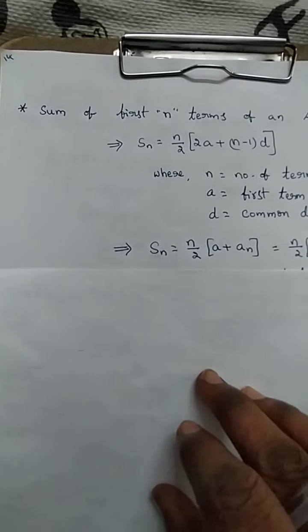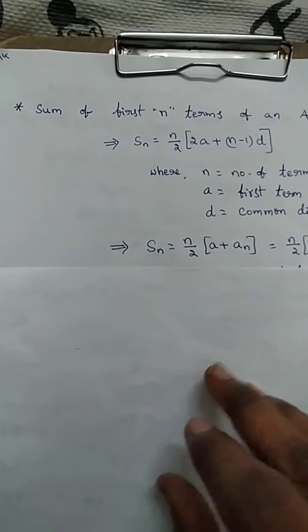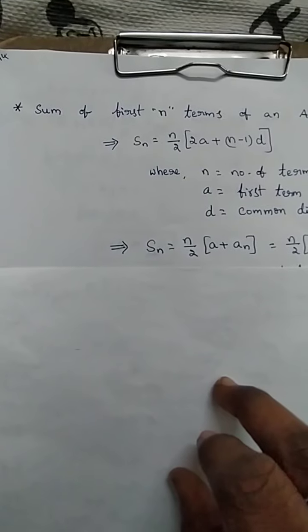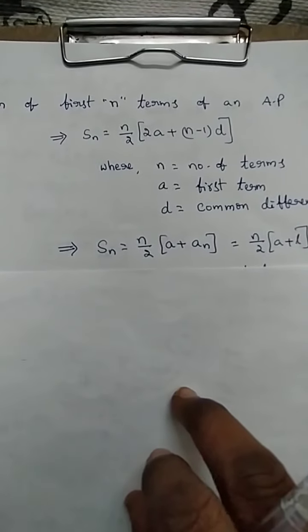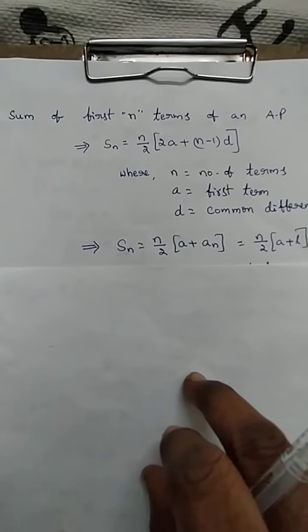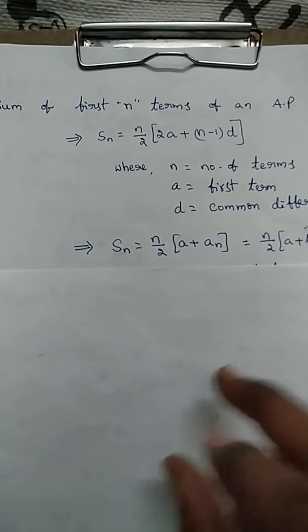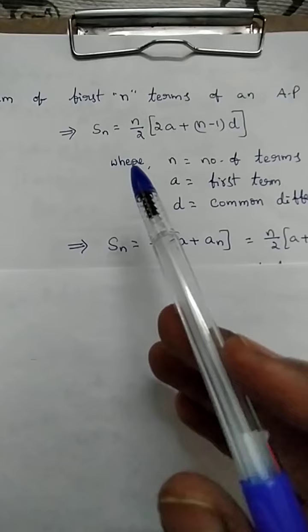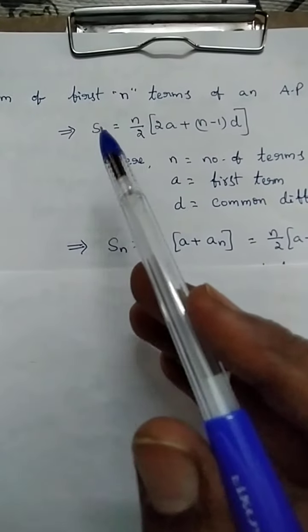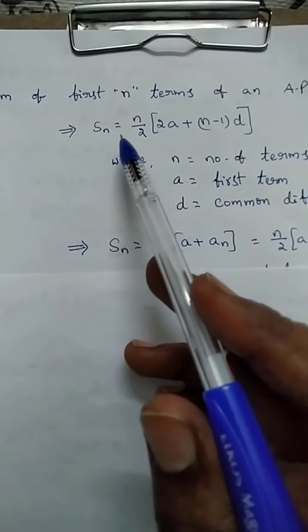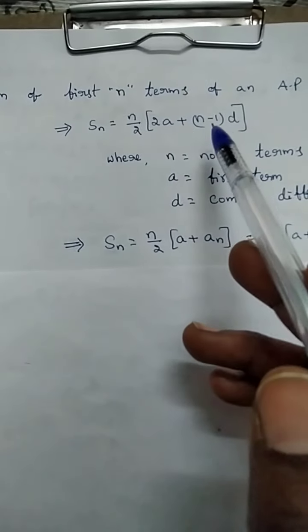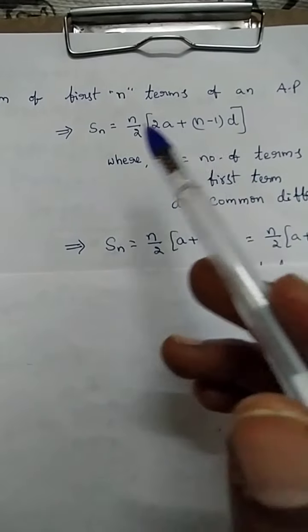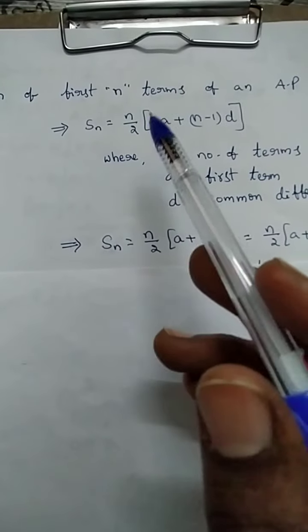Okay, students, the next concept in arithmetic progression is the sum of the first n terms of an AP. The formula for Sn is Sn equals n by 2 into 2a plus n minus 1 into d.